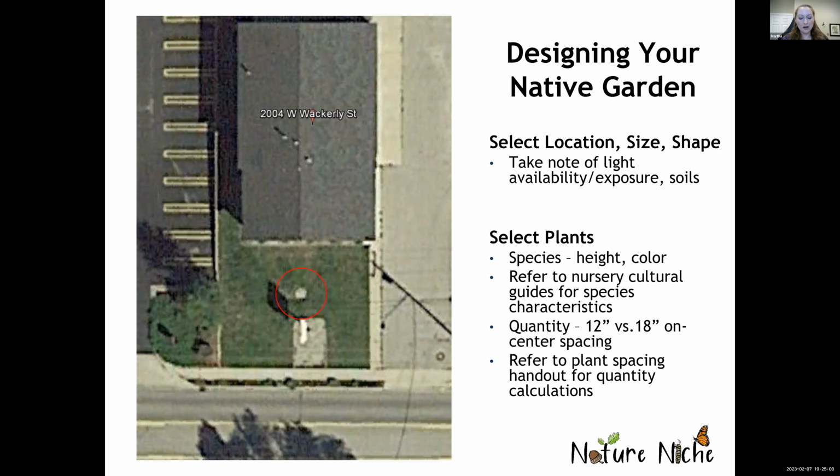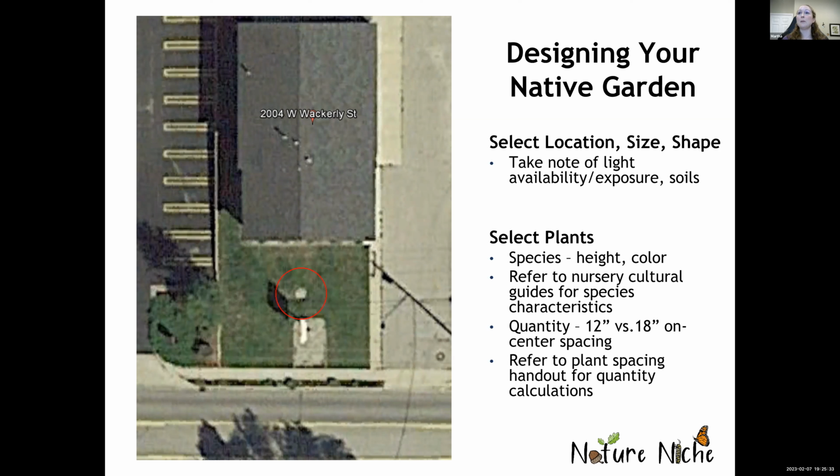So I've thought about the size of my planting, where it's going to be located, light and soil conditions. And then you want to select your plant materials, think about height and color, consult nursery cultural guides, and think about what kind of spacing you want to start with. Just to show you an example, the 4th handout in your collection is how to do plant spacing calculations. So how many do I have to buy to fill a space?